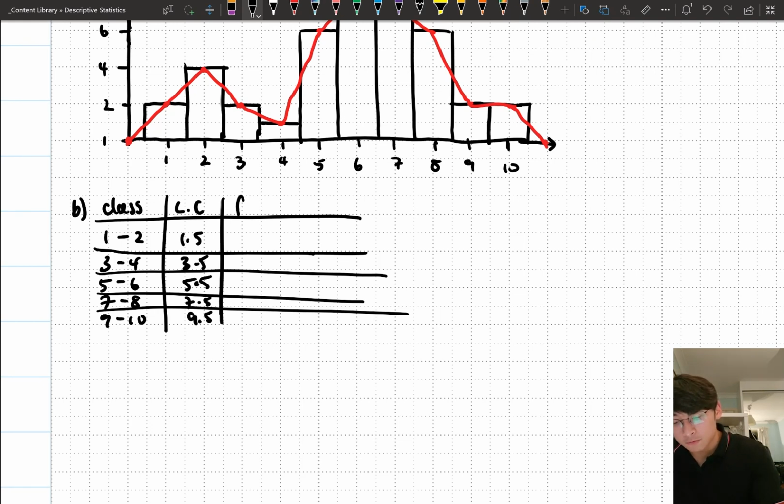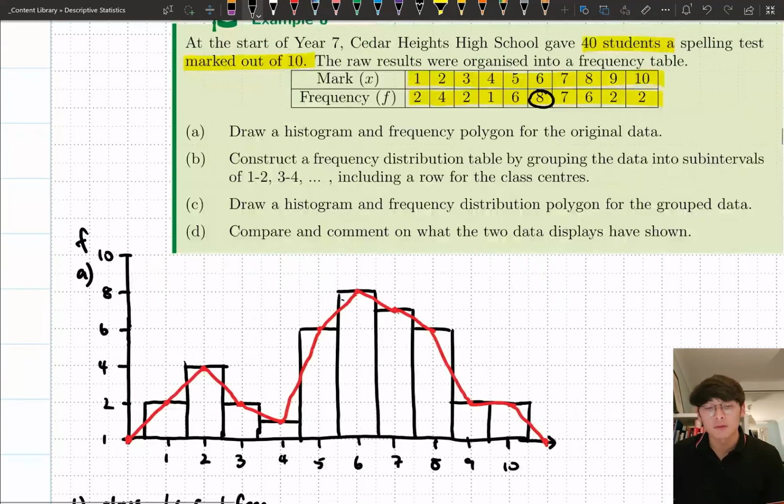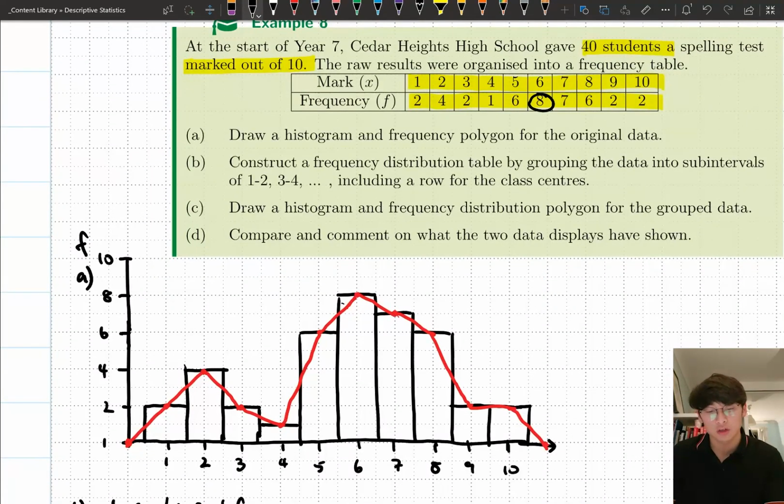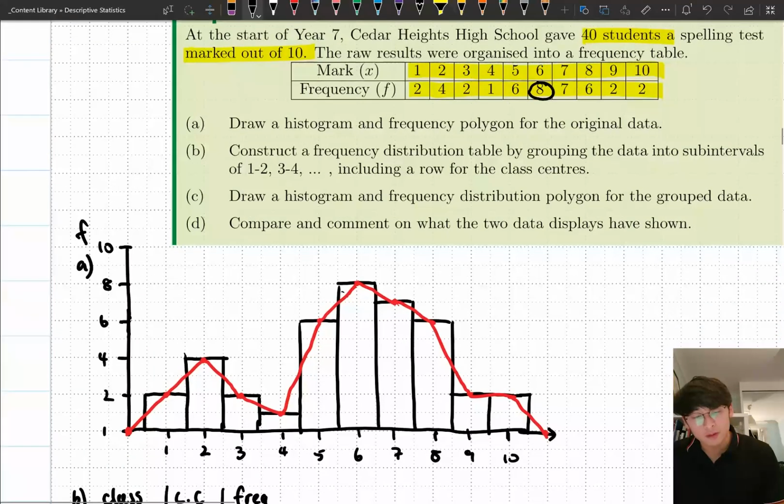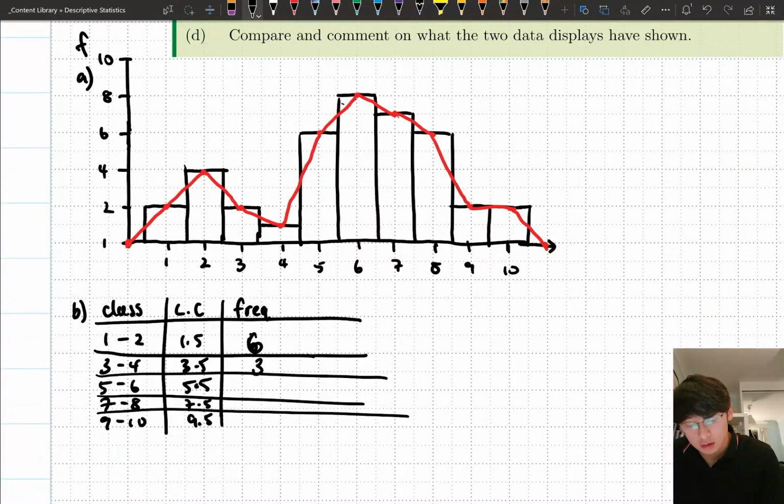And the final bit was we want to find the frequency. And for this, all we need to do is add up the frequencies for 1 and 2 together. So here 1 and 2 had a frequency of 2 and 4, so I add that up, so it gives me 6. 3 and 4 had a frequency of 2 and 1, so I add those up and it gives me 3, and I just repeat this process. 5 and 6 had a frequency of 6 and 8, so that gives me 14. 7 and 8 had a frequency of 7 and 6, so that gives me a frequency of that class of being 13. And 9 and 10 had 2 each, so that gives me 4.